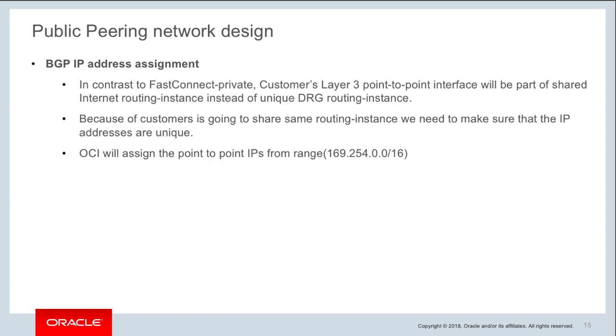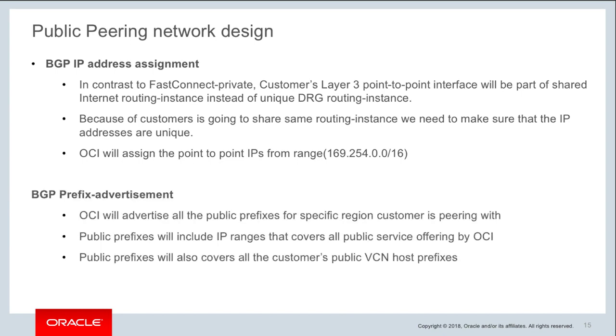Since in this case you're not going to a dynamic routing gateway, there is no DRG routing instance. Instead, there is a shared internet routing instance that is used for the public peering connection. So that's why we will provide the point-to-point IPs, and it's normally in the range of 169.254/16.